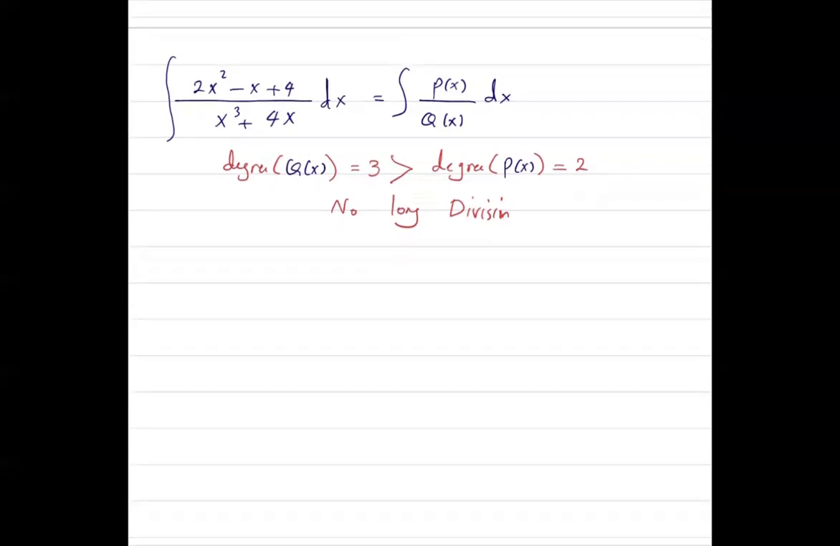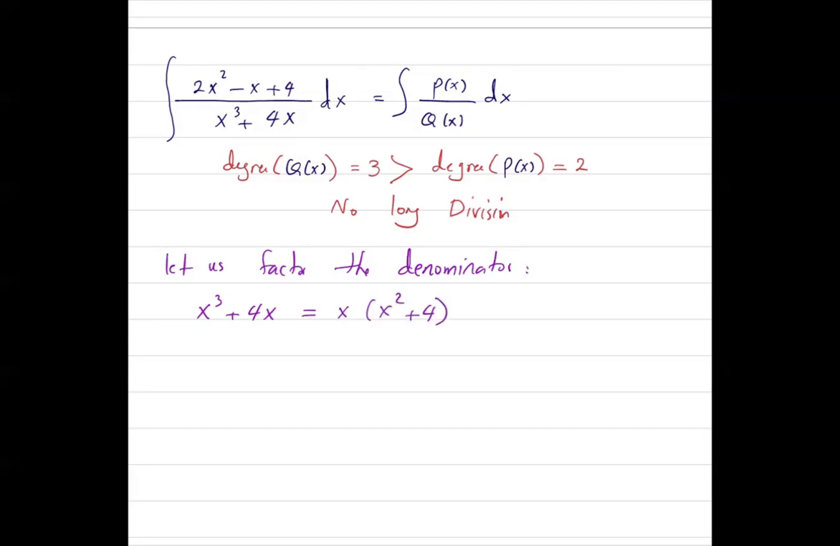So let us break down the denominator into factored form. Let us factor the denominator. x cubed plus 4x is x times (x squared plus 4). So it's a multiplication of a linear term and a quadratic term. We have a linear term to work with, and then you have a quadratic term.